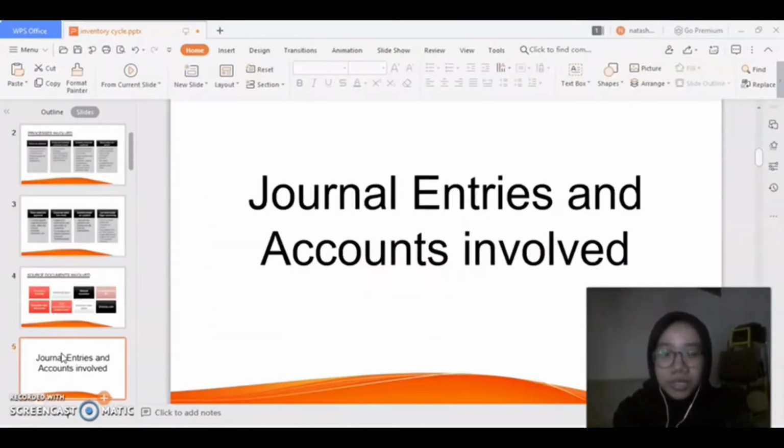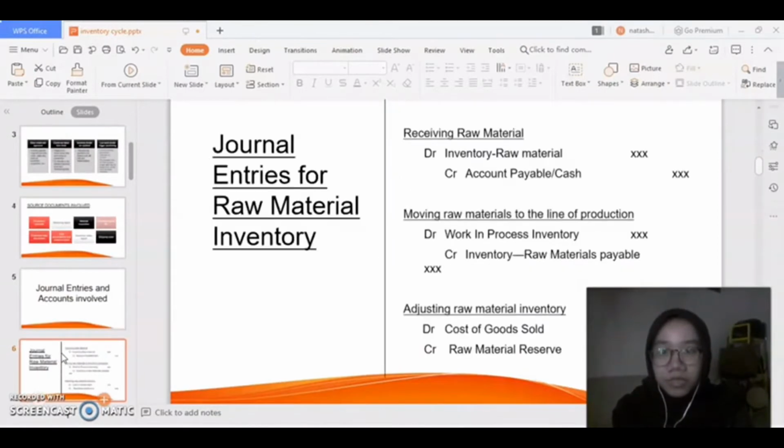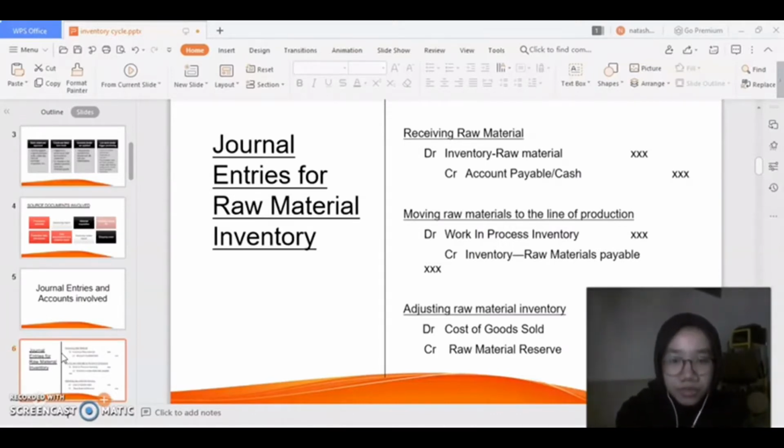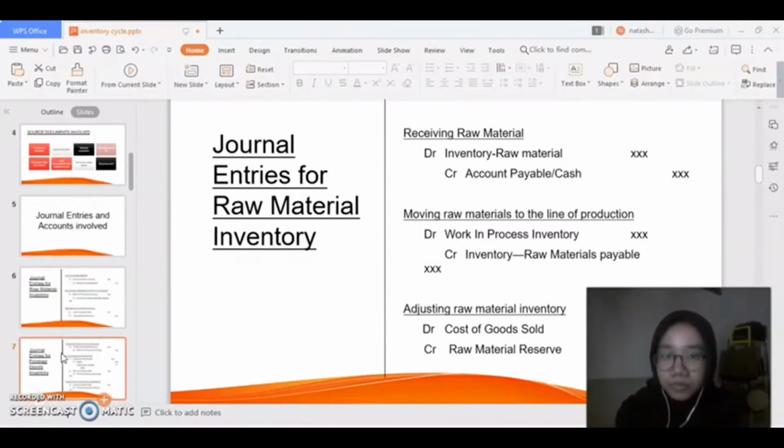Next, journal entries and accounts involved. For receiving raw material, we debit inventory, credit accounts payable or cash. For moving raw material to the production line, we debit work in process inventory and credit inventory. For adjusting raw material inventory, we debit cost of goods sold and credit raw material reserve.